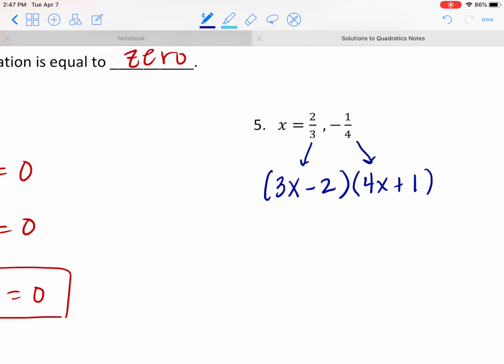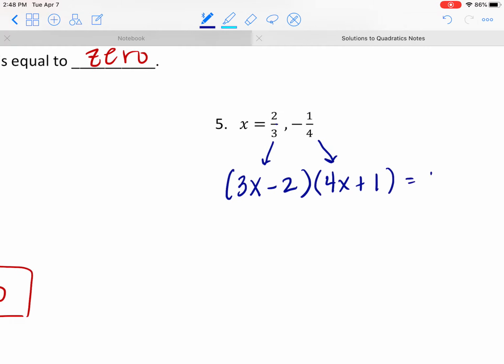Oops, eraser. So that's that, and then if we have a negative 1/4 here, divide 4 means I need a times 4, minus 1 means I need a plus 1. So 4x plus 1 would give me a solution of negative 1/4, and this has to be equal to 0 for that to happen. So now we're going to multiply this out.